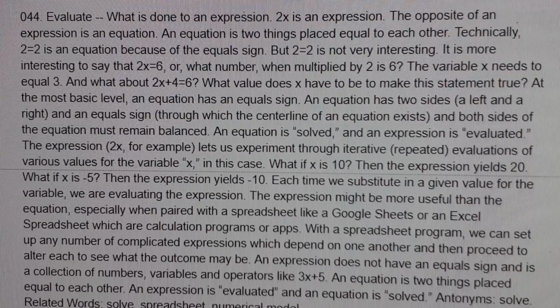At the most basic level, an equation has an equal sign. An equation has two sides (a left and a right), and an equal sign, through which the center line of an equation exists, and both sides of the equation must remain balanced.